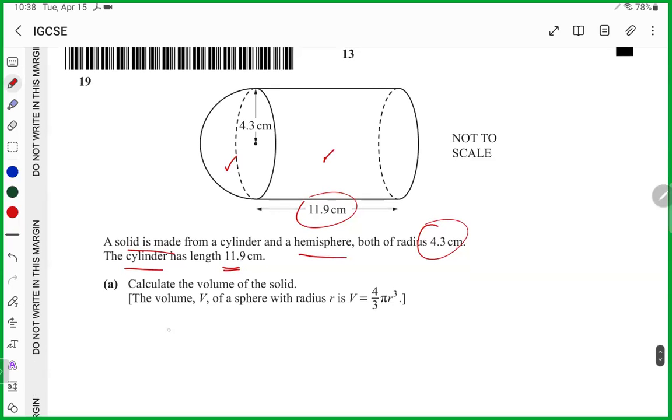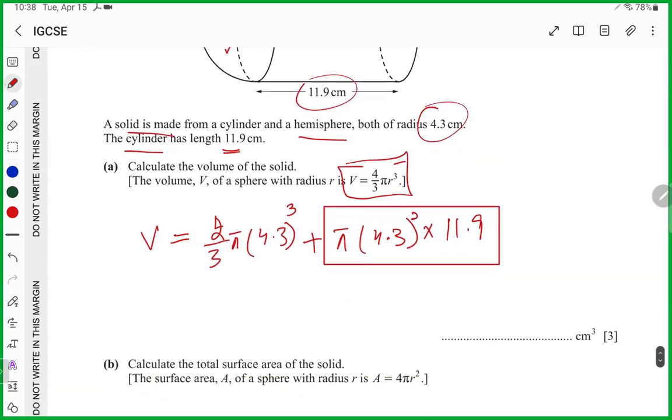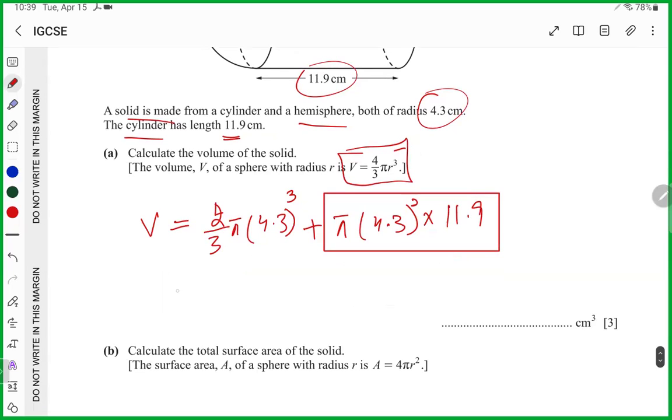So the volume is equal to 2 by 3 pi r cubed, because this is a hemisphere. The formula 4 by 3 pi r cubed is for a full sphere, okay? Plus pi r squared h, since the volume of a cylinder is pi r squared h. And if you put the whole thing in the calculator, that gives you 857.7.